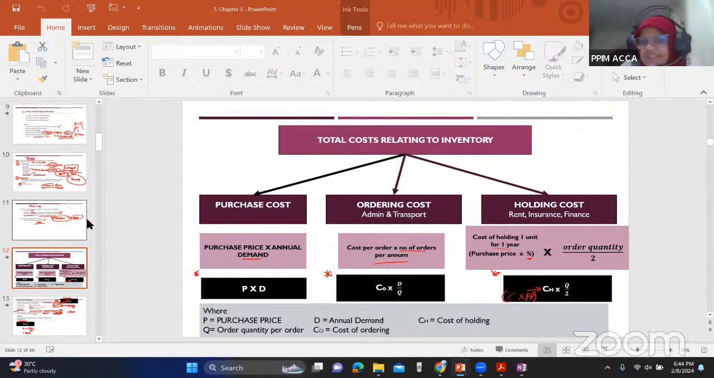I'll give you 5 minutes. Even if it takes 5 minutes, it's fine. But this area is very important, right? If you don't know these equations, that's definitely going to be a problem.